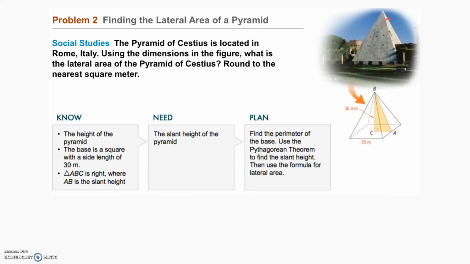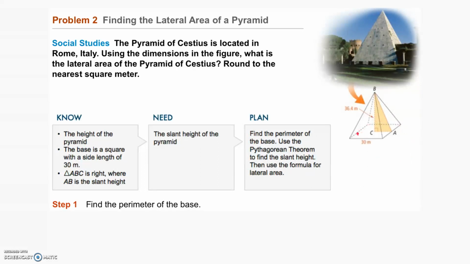For number 2, we're now looking at the pyramid of Cestius, which is located in Rome, Italy. And using the dimensions in the figure, what is the lateral area of the pyramid of Cestius? Round to the nearest square meter. So I'm noticing that in this case we are given a height. Height is 36.4 meters. The base edge measures 30 meters. Now one thing they did not give us in this case is the slant height, so we're going to have to find that. And notice over here in the plan box it says, use the Pythagorean theorem to find the slant height. So watch carefully through this exercise so you can see how we're going to do that.